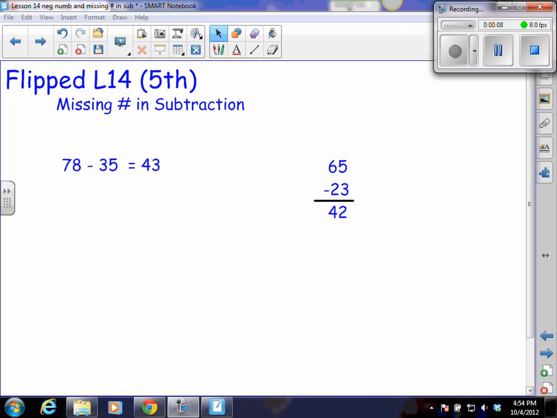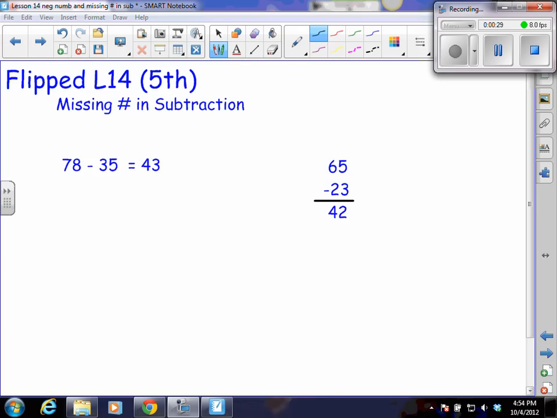Today we're going to be looking at subtraction and understanding how to find missing numbers in subtraction problems. But before we get to that, we want to start to really understand how subtraction works and look at some of the unique tricks that we see when it comes to the fact families of subtraction.